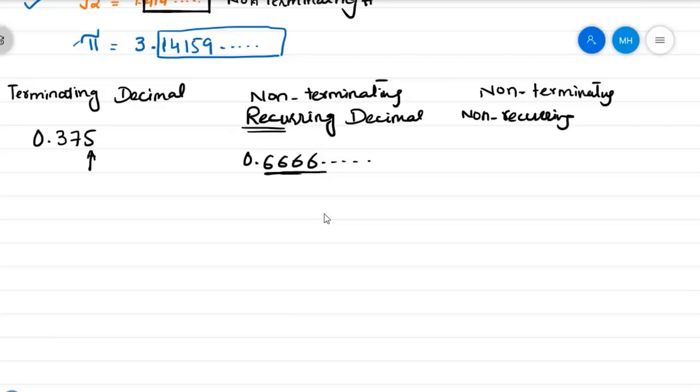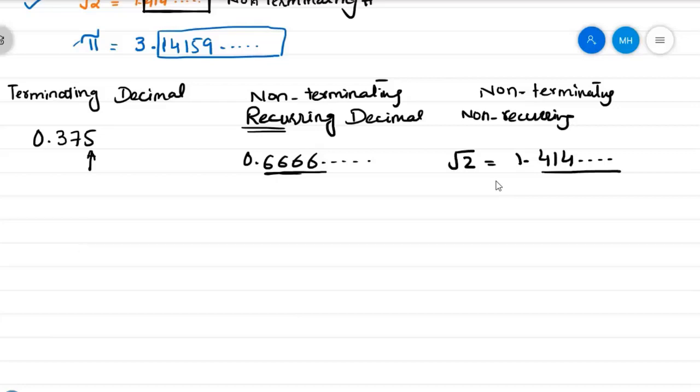We have an example for this: if I take the square root of 2, its value is 1.414 and so on. Non-terminating means it is not going to end. Non-recurring means you have to look at these digits; they are not the same, and there is no specific pattern of repetition. So these numbers are called non-recurring because there is no specific pattern of any number repeating.